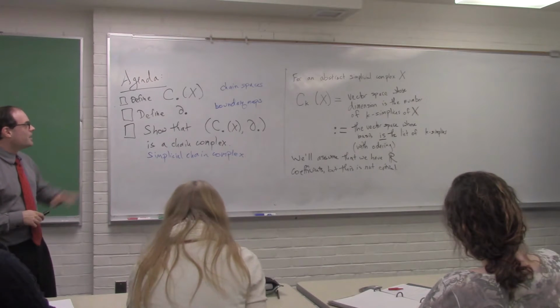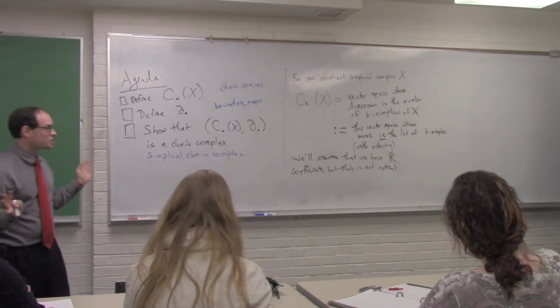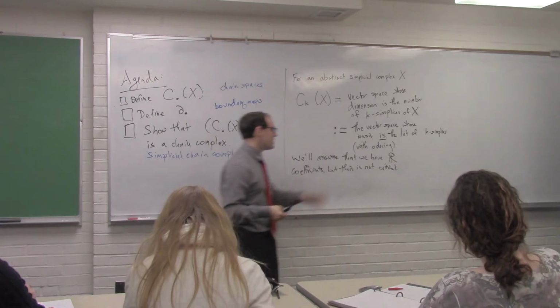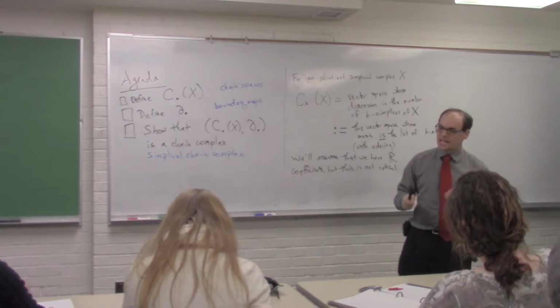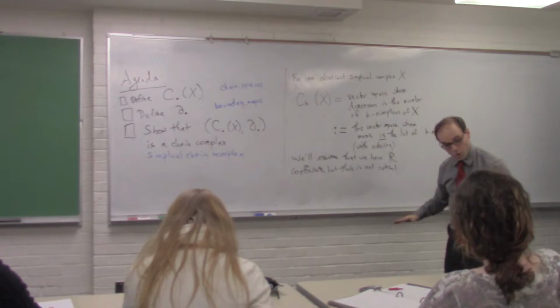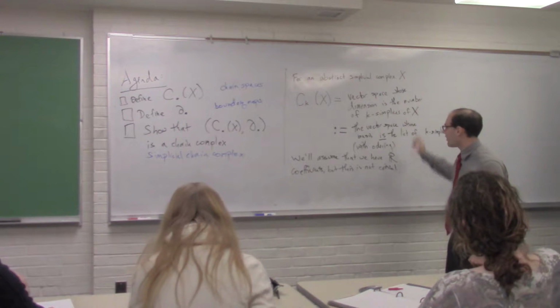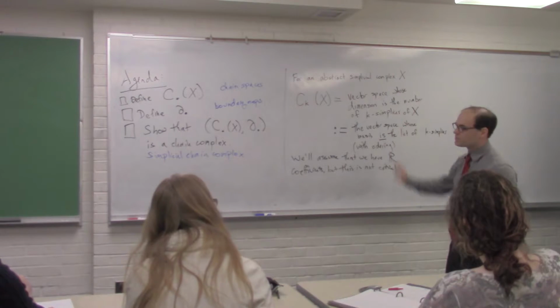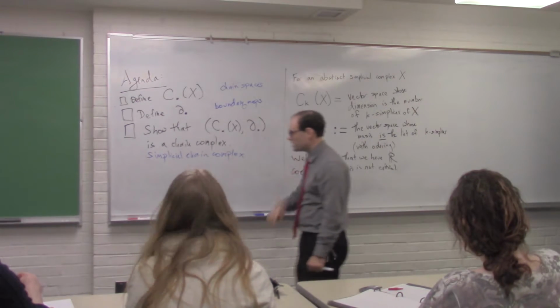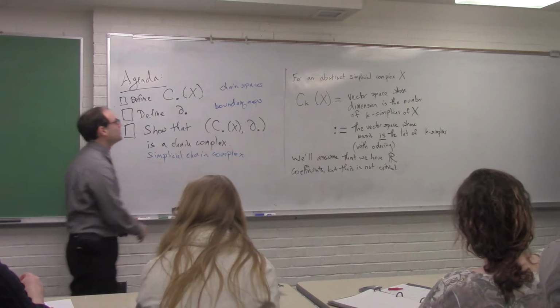Okay. Anyway, that's what the chain spaces are. So basically just count up the number of K simplices, call that the dimension of your space and you're good. And imagine that the basis elements, i.e. the rows, are named or labeled by each of those K simplices. And each of them is given a specific order that you've chosen from the outset. Okay, that was the easy part.